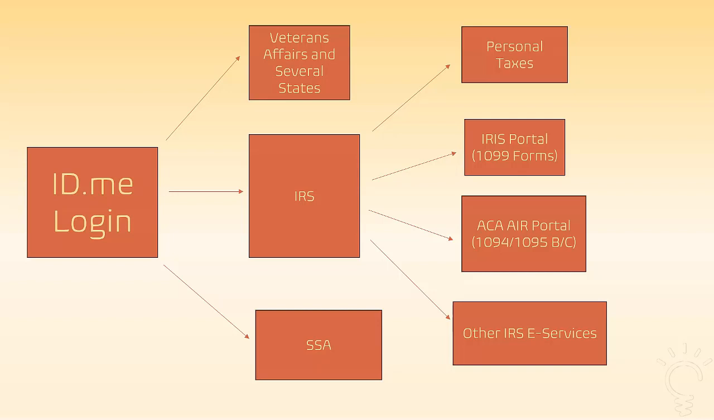In the IRS, you can use your ID login for personal taxes, their e-file for the 1099 forms, the ACA, their new AIR portal, and they also have other IRS e-services. The main two portals we're going to talk about today are the 1099 IRIS portal and the 1094, 1095 AIR portal.